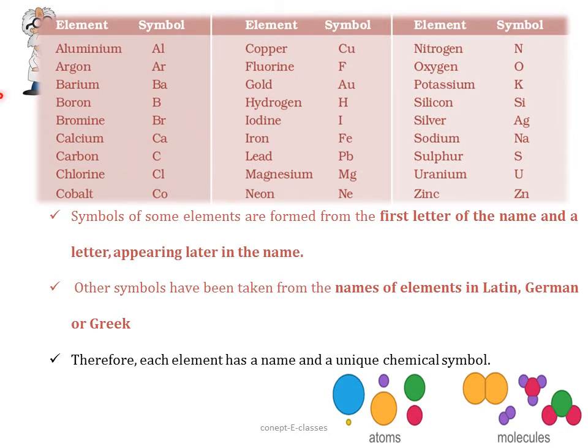See, these are some of the symbols of elements. Aluminium Al, argon Ar, barium Ba, boron B, bromine Br, calcium Ca, carbon C, chlorine Cl, cobalt Co, copper Cu, fluorine F, gold Au, hydrogen H, iodine I, iron Fe, lead Pb, magnesium Mg, neon Ne, nitrogen N, oxygen O, potassium K, silicon Si, silver Ag, sodium Na, sulfur S, uranium U, zinc Zn. So these are some of the symbols of elements. With the passage of time, you will understand it automatically. Okay, what are all the symbols?